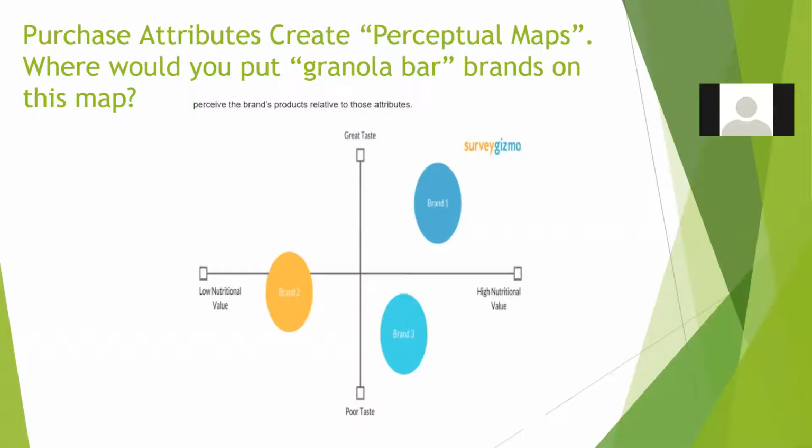I would put the Kind bar up towards where brand 1 is. I agree. It's got pretty good nutrition, good value. Okay, thank you, Karen. Anybody else? Or we'll let Karen run with it. We'll let Karen run with it.